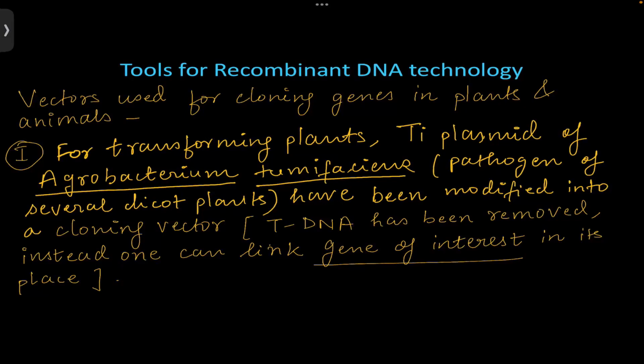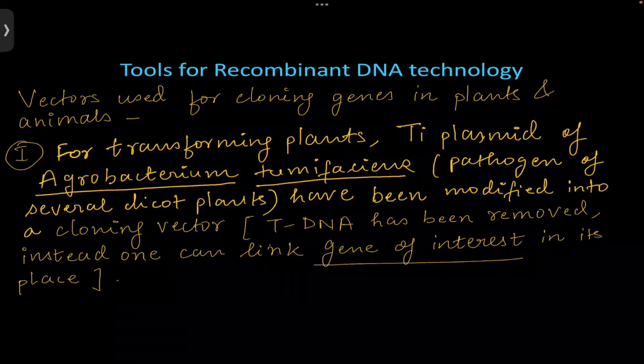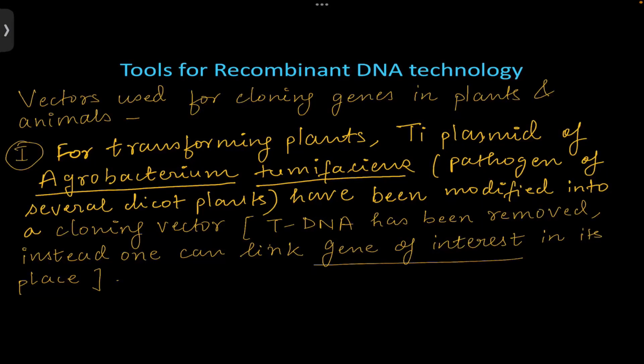recombinant technology. Now, various types of vectors are used for cloning genes in plants and animals. Up till now, the plasmids that we have talked about, pUC and pBR322, are usually used for transforming bacterial cells. But what about transforming plant or animal cells? So we'll talk about those here.